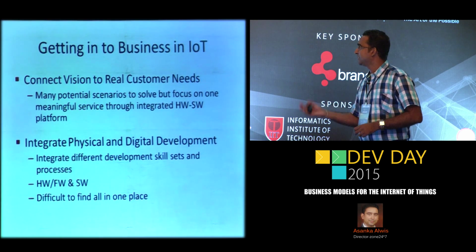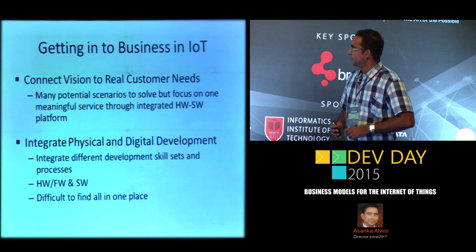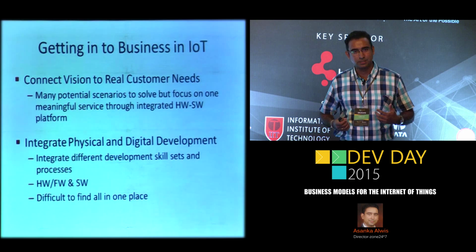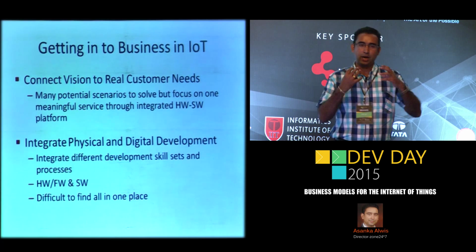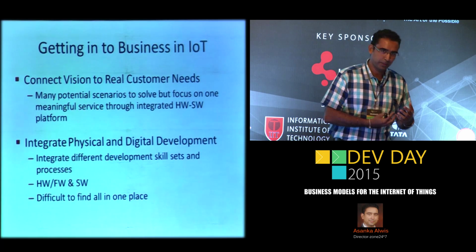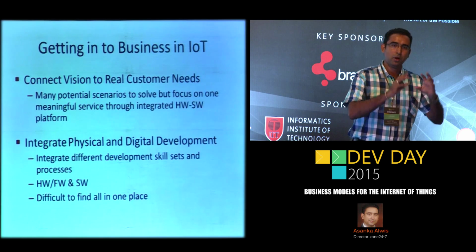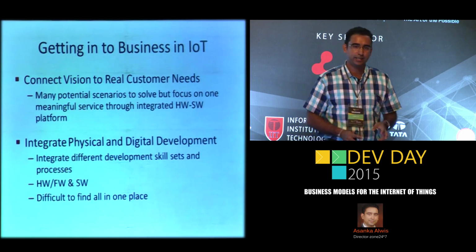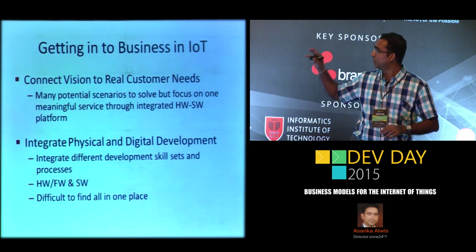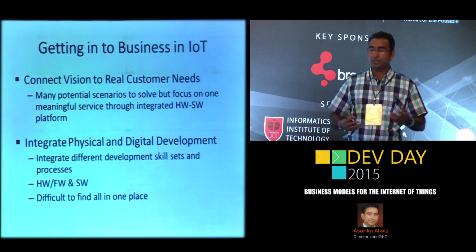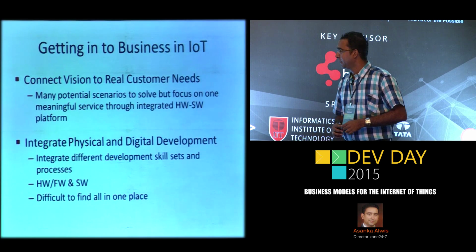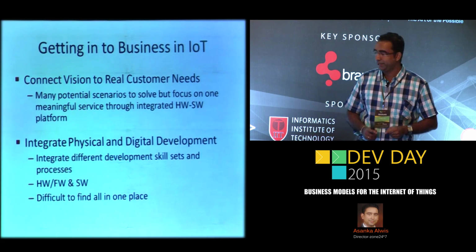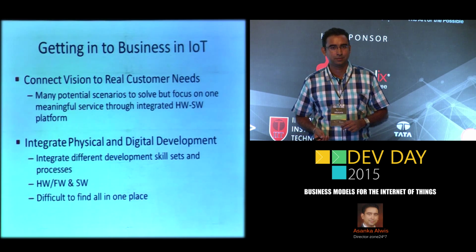And integrate physical and digital development. So there'll be different development skill sets and processes. As I said earlier, for the people who are dealing with the hardware, you have to think from one angle. And if you are dealing with the services or data, you have to think from another angle. And for the ecosystem, you have to have a different set of skills. And one of the challenges would be, it's very difficult to find all in one place.